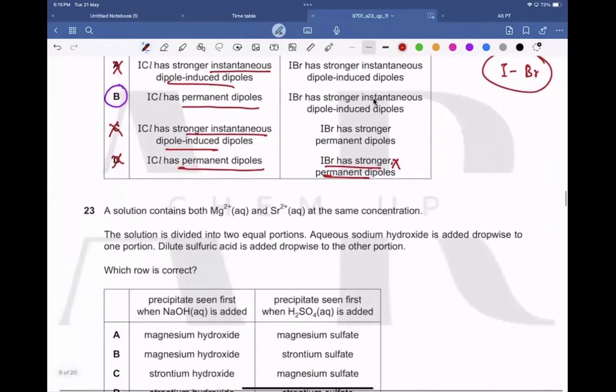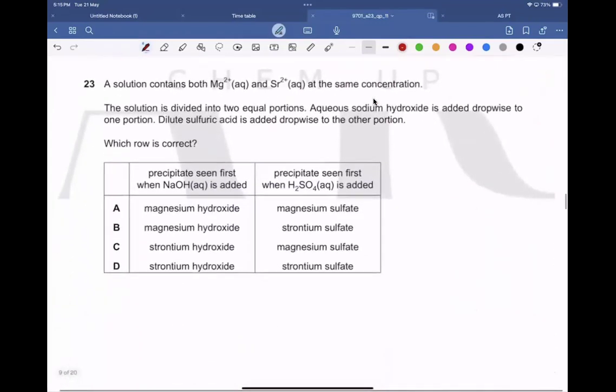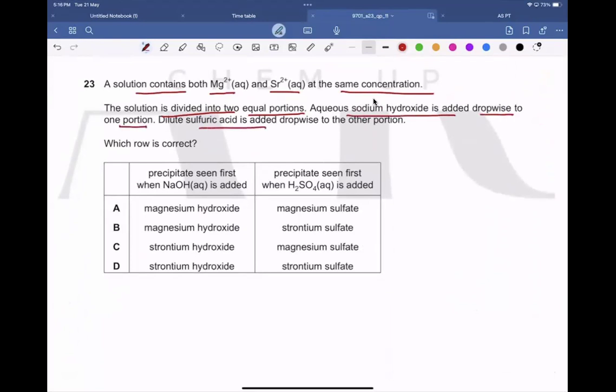Okay. Now, question number 23. A solution containing both Mg2+ and Sr2+ at the same concentration. The solution is divided into two equal portions. Hydroxide is added dropwise to one portion, dilute sulfuric acid is added dropwise to the other portion. Which precipitate is seen first?